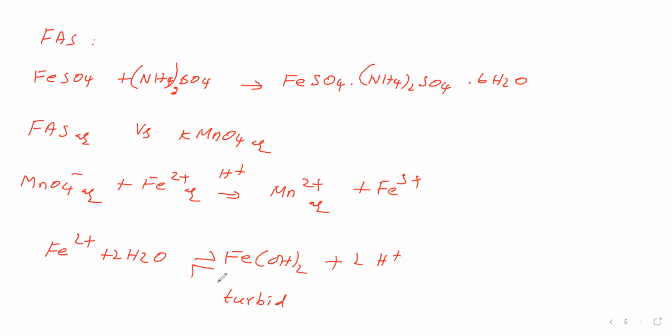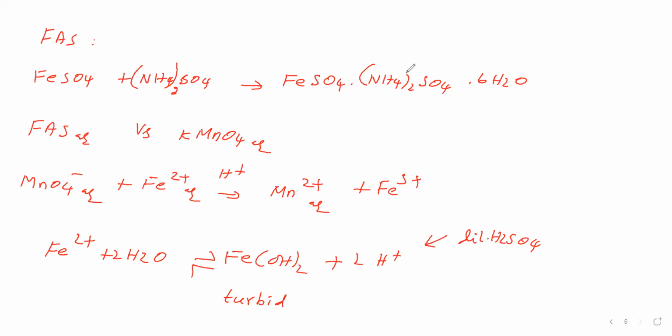We have to remove this turbidity. How to remove the turbidity? By favoring the backward reaction. How to favor backward? Add a common ion. What is the common ion? H plus. So, how to add it? Add dilute sulfuric acid. If you add dilute sulfuric acid, it gives H plus, so the concentration of H plus increases. Therefore, backward is favored, in the sense that this turbidity is removed.